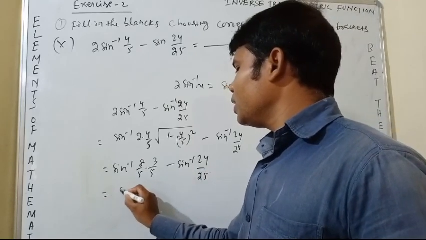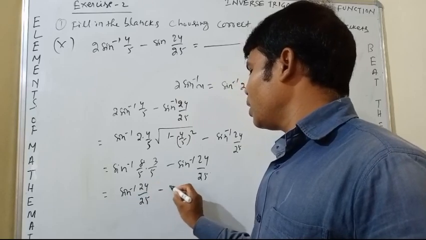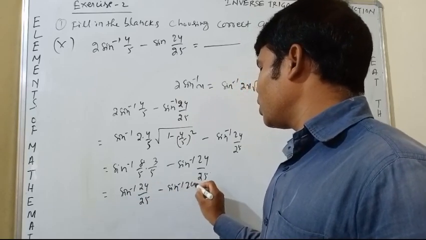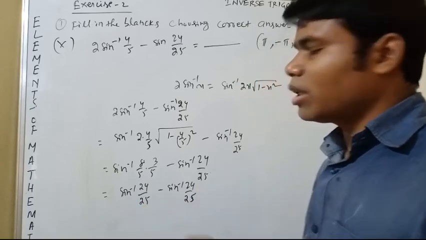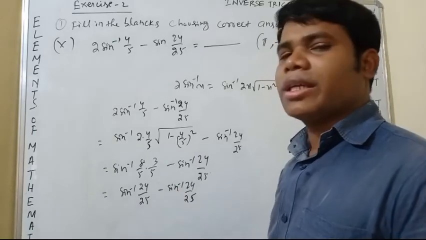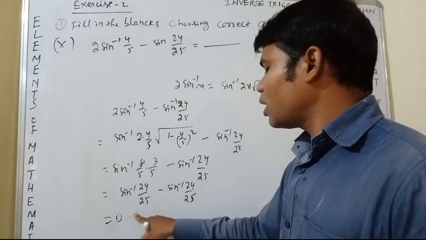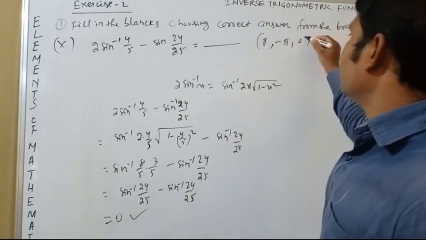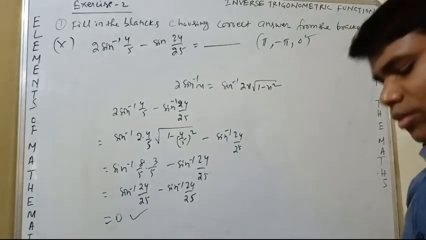This is equal to sin inverse 24 by 25 minus sin inverse 24 by 25. This is plus 24 by 25, this is minus 24 by 25, these two will cancel out. It is equal to how much? 0. So the correct option is 0. Pause the video, note it down.